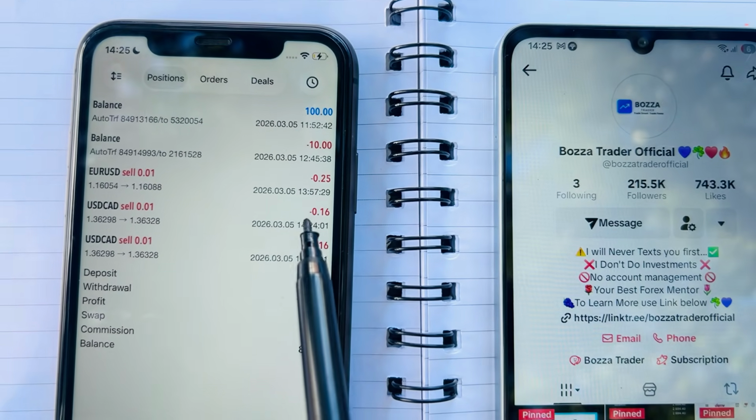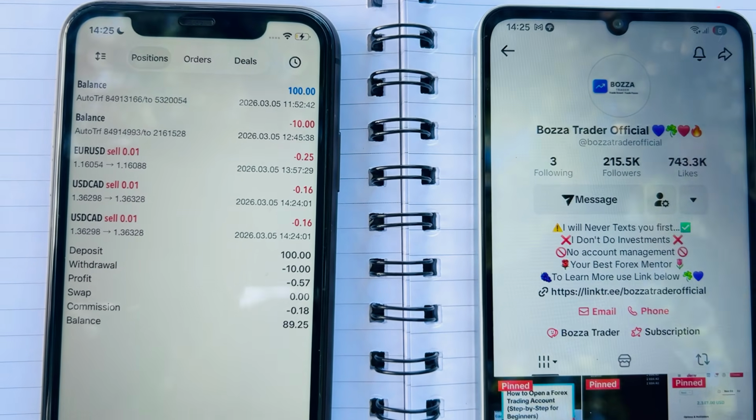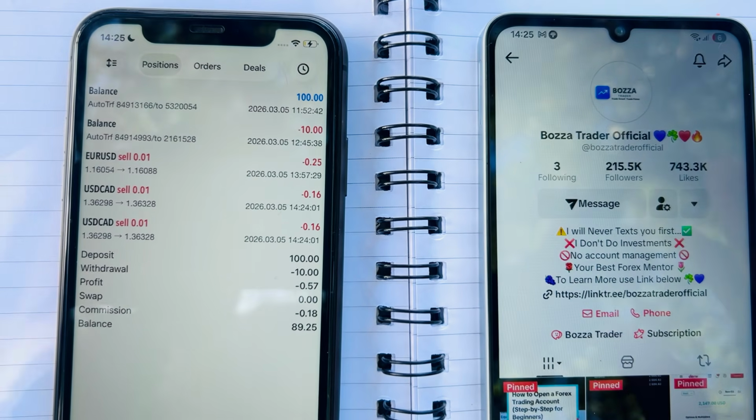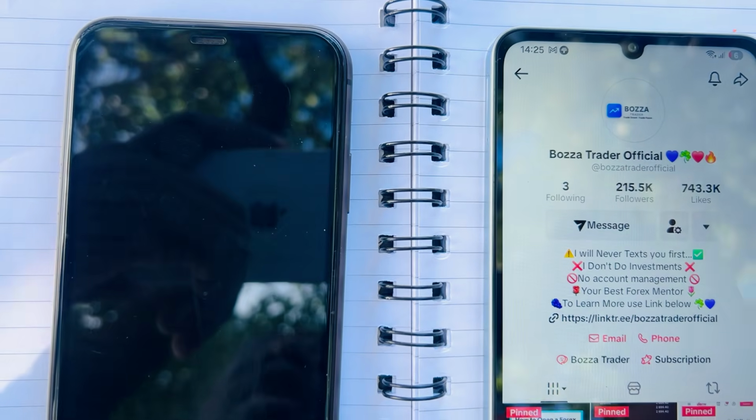Your first Forex deposit, you will make losses. And that is totally okay if you're still new. But now, if you keep on making losses, there are some things that you need to work on.